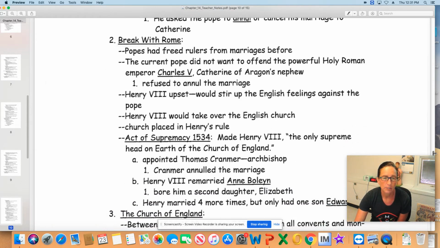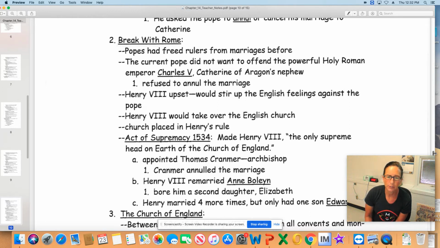Because Henry VIII already has a new lady. He wants to marry her and try to have a male heir. So Henry VIII is upset. It would stir up the English feelings against the Pope. Eventually Henry VIII will take over, become the head of the church, and take over the English church.